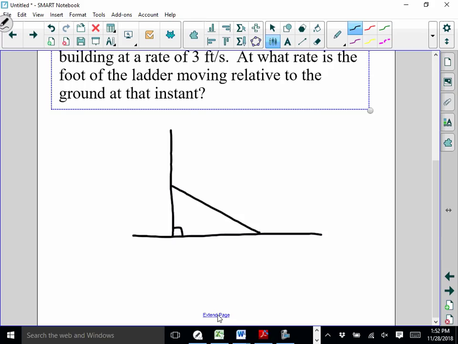Because think about this ladder, right? The ladder is the hypotenuse of this triangle. That ladder is 17 feet, and it's not changing. The ladder isn't growing or shrinking. The ladder is staying the same. So I'm not going to label the hypotenuse with a variable because it's not varying. It is a solid ladder that is 17 feet. It's going to be 17 feet before, after, and during this fall. So I'm going to go ahead and label that 17.